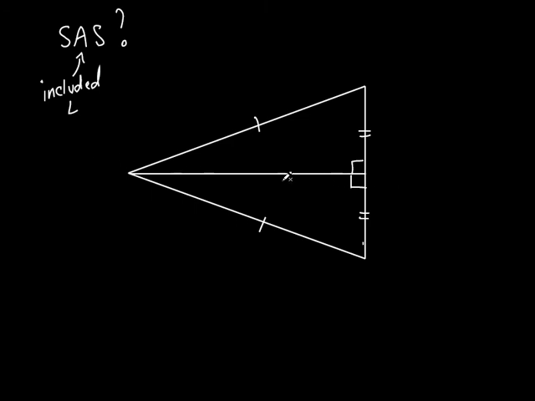Because the one in between, right? Look at this side right here. We haven't labeled it, but this side is the same on this triangle as it is here. So right now you could say what? Side, side, side. You could actually say both of them.